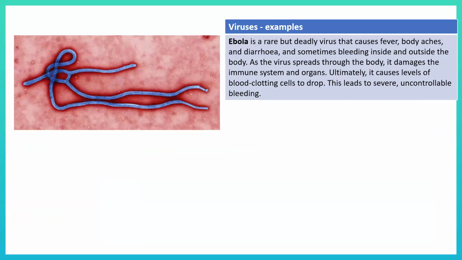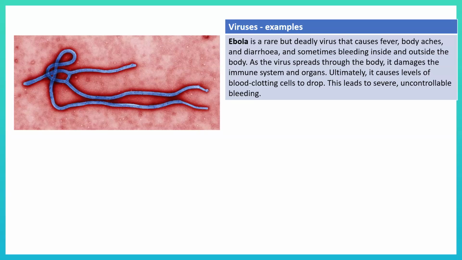Okay, here's another virus that is quite interesting. So this is Ebola. It's a really rare but deadly virus. It causes fever, body aches, and diarrhea. It's a hemorrhagic fever. So you bleed from all of your internal tissues and every orifice. So your eyes, your ears, your nose, every hole in your body will bleed because it's hemorrhagic.